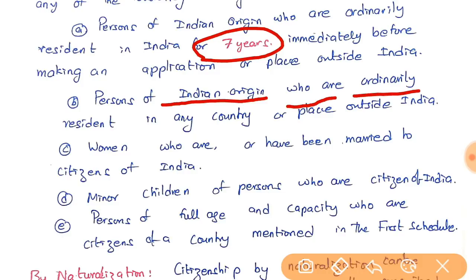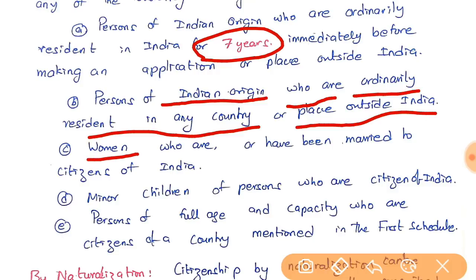Who are ordinarily resident in any country or place outside India, but you have moved out in the earlier generation or your grandfather's generation, you have moved out from India but you have come again to India, you can acquire Indian citizenship. For women who have been married to citizens of India, if you are a foreigner but you married an Indian male, then you will be given Indian citizenship, friends.